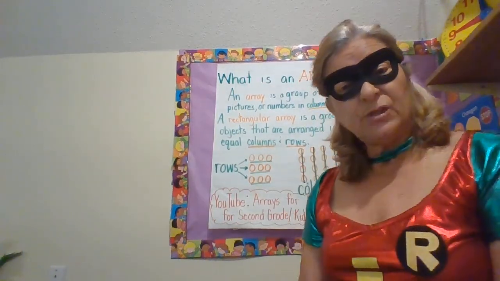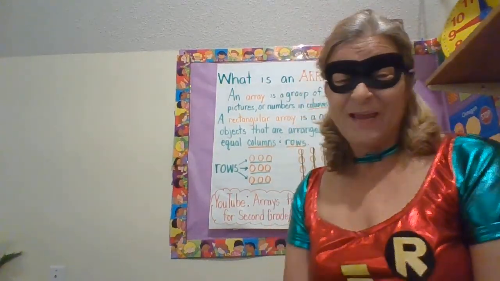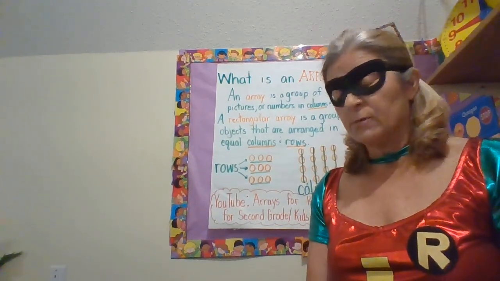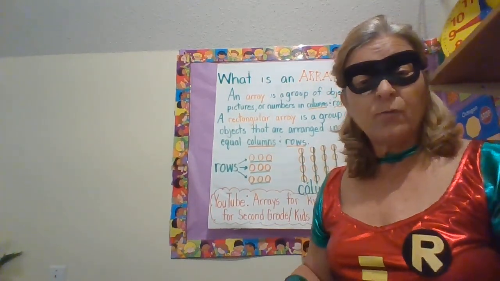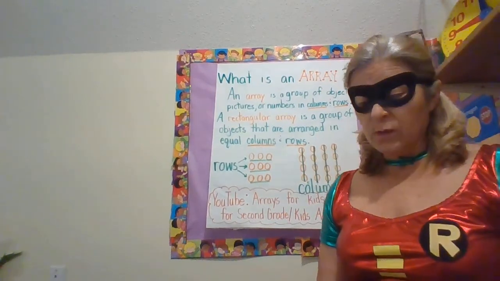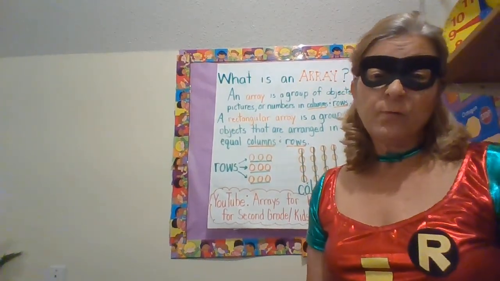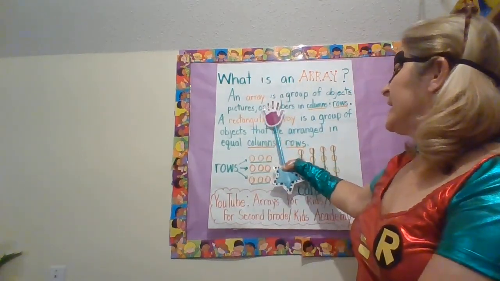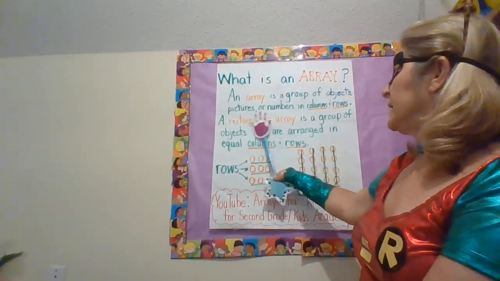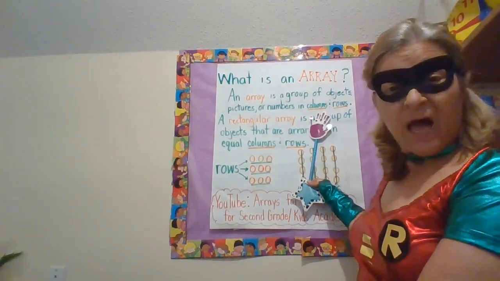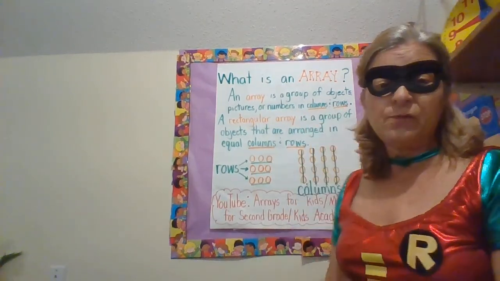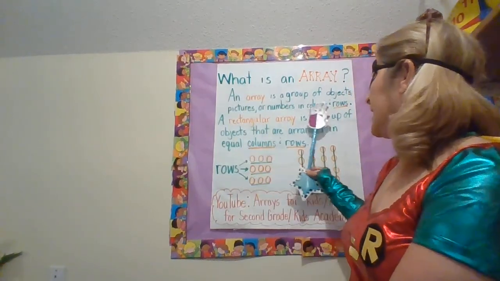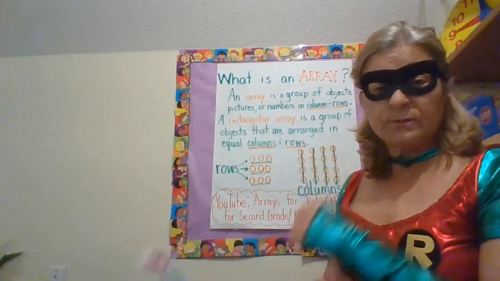So pay attention to the superhero, and we're going to learn a little bit more about arrays. Last time we were together, we talked about what an array is. An array is a group of objects, pictures, or numbers in columns and rows. So those were three new words that we learned: an array and columns and rows.